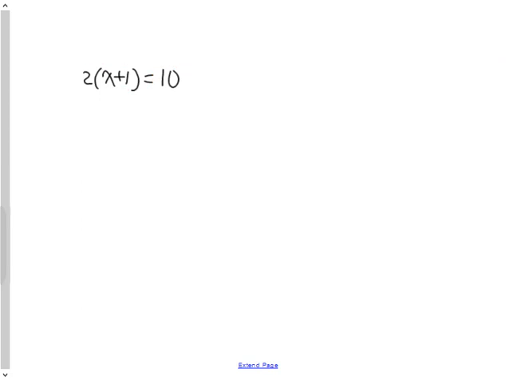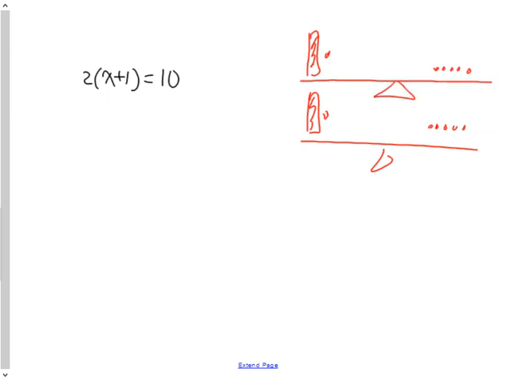But there is an alternative way to do it. And what we did is, if we had this x plus 1 and this other x plus 1, or 2 groups of x plus 1 equaling 10. If I was to take this and divide both sides into 2 equal groups, this side here will now say x plus 1 is equal to 5. If 2 groups of x plus 1 equals 10, then one group of x plus 1 must equal 5.